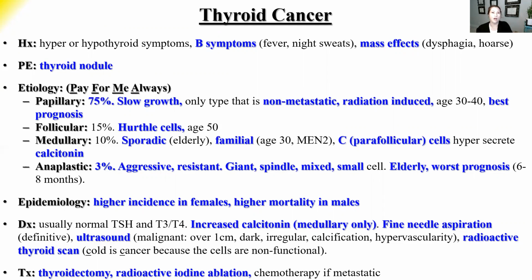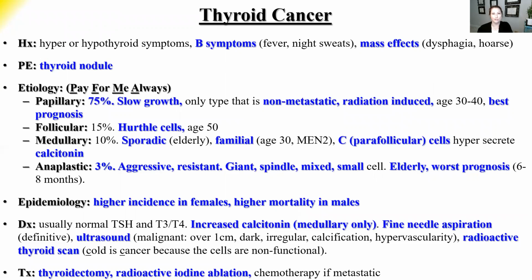So-and-so presents with a thyroid nodule. Etiology of this is really important. And the way that I tell people to remember this is "pay for me always." Isn't that nice if somebody pays for me always? This is in order of the best prognosis to the worst prognosis.